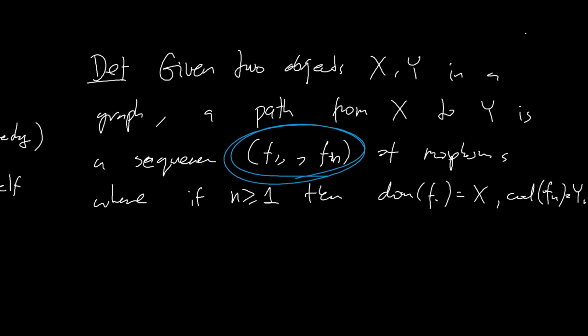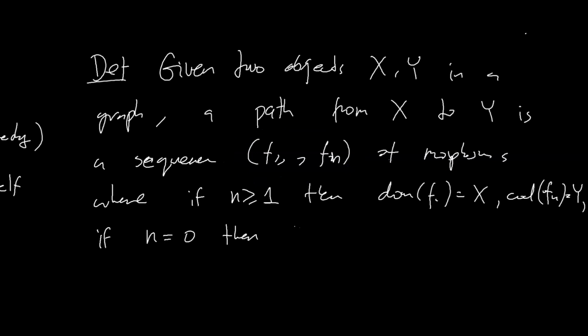When I have an empty sequence, it is still a path from X to Y, except that in that case, because it's empty, we're not moving anywhere. So X and Y must be equal to each other. Where if n is bigger or equal to 1, then this must happen. But if n is equal to 0, then X must equal Y. Okay, so we have two cases of paths. Ones are non-empty paths where we actually have some morphisms in them. The others are empty paths, but in that case, the starting object and the ending object must be the same object.